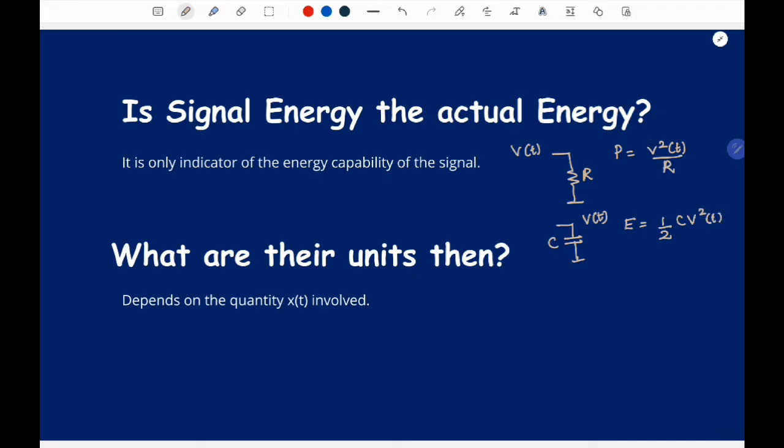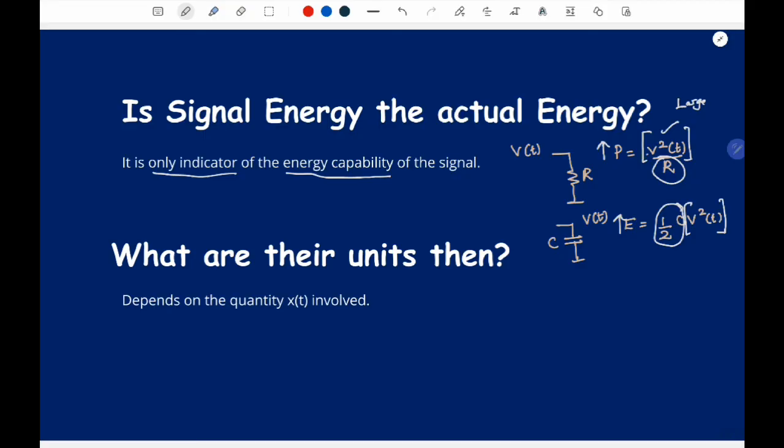So now if you see, as energy or power, what we are saying is this term. I'll highlight in some other color. So this term, right? This V square term. But if you see, all these other quantities are not coming into the picture when we define the signal energy. So that is why we say it is only an indicator. It is not the actual energy, but we can call it an energy capability. So if V square of t is large, then we can say the actual power or actual energy is also large. So in some way it signals how large the power is, but it is not the actual value.